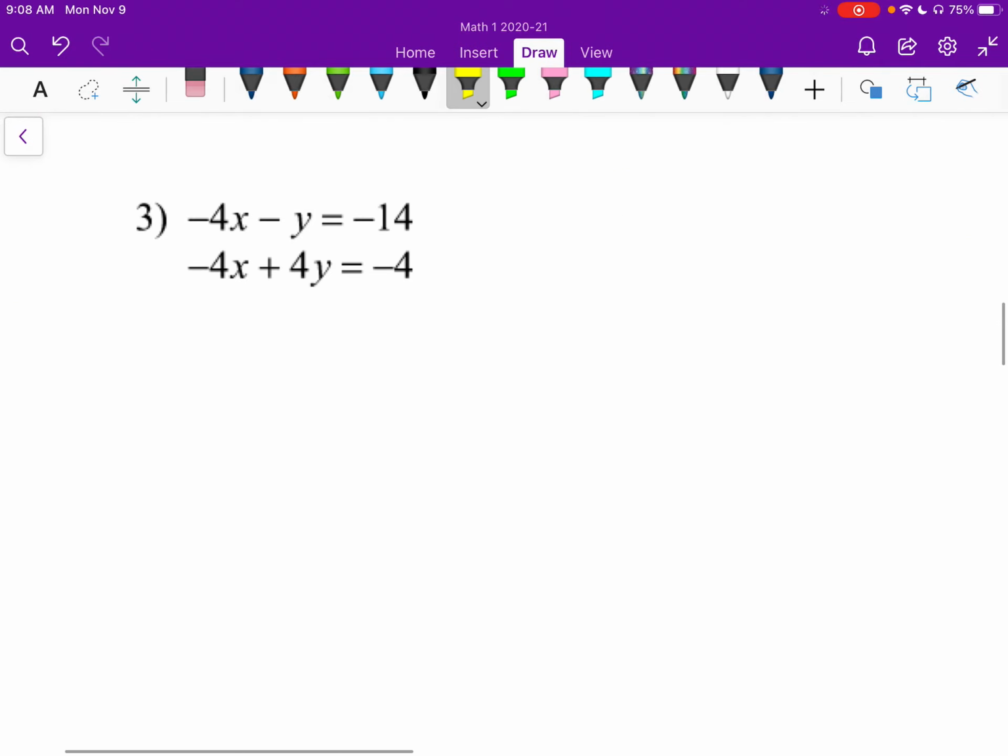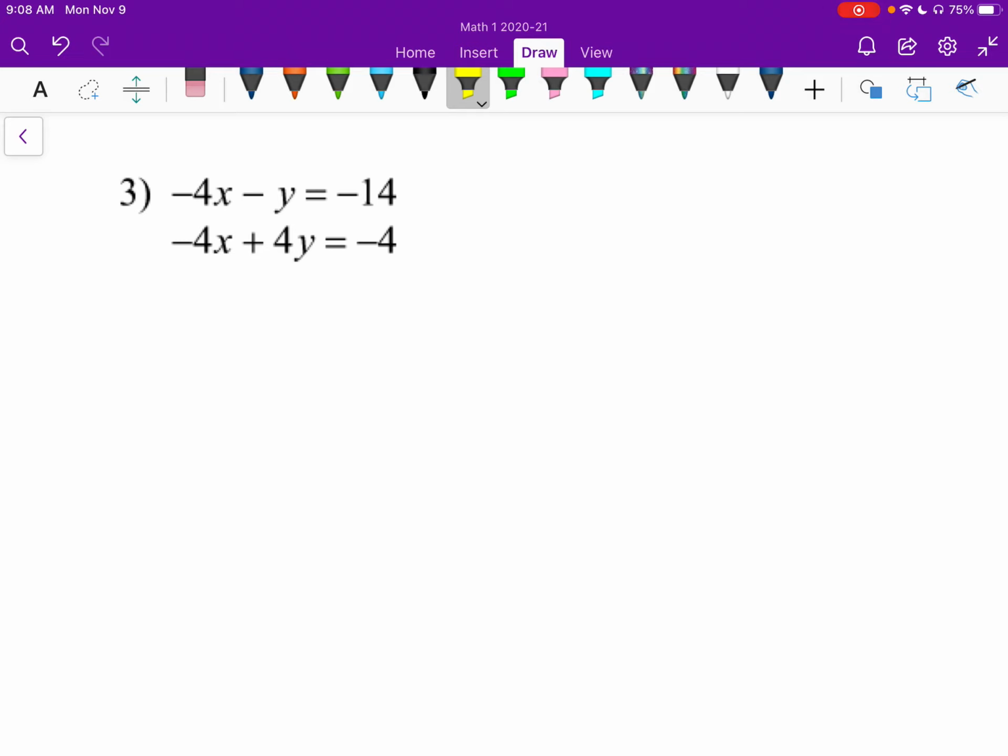Number 3. So again, we look at which one can we get rid of easiest. And the answer is going to be the x's, right? Because they both have a 4. This time they're both a negative 4, but we're still going to have to subtract them from each other.